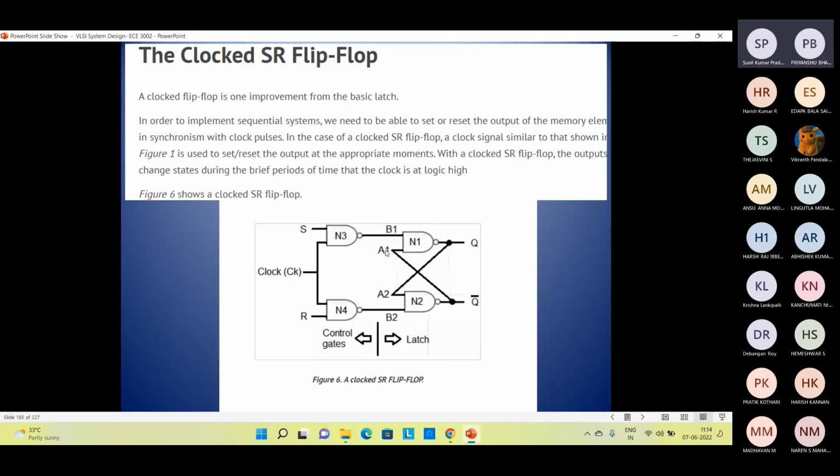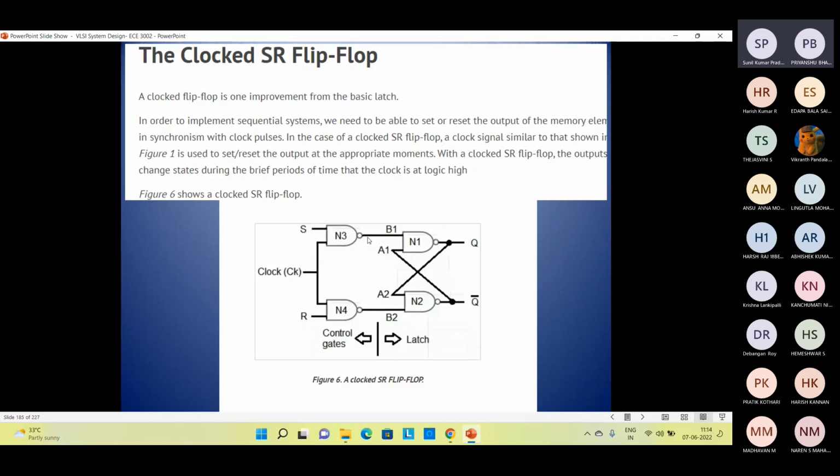Okay. So if you can see here, there are four NAND gates here. So this is N3. The input is S. This is N4, another NAND gate. So this is our clock signal. We have to give it here. They commonly abbreviate it CK. This is S and this is R.